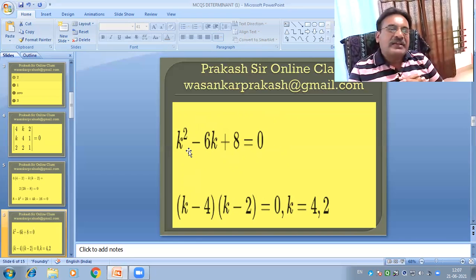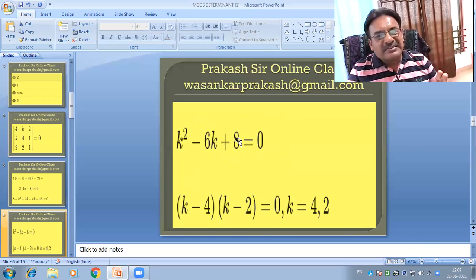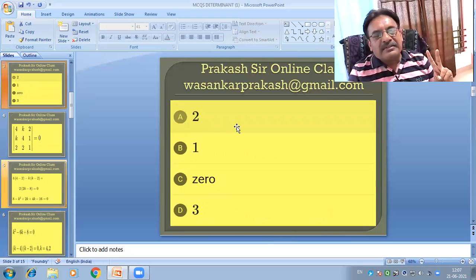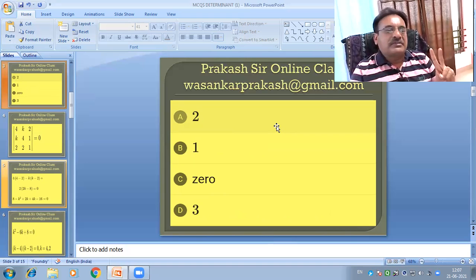It has two roots. We find the roots of the quadratic equation. The roots are minus 4 and minus 2, because minus 4 into minus 2 is plus 8, and minus 4 minus 2 is the coefficient of the middle term, that is minus 6. So in one bracket k minus 4, in another bracket k minus 2, which is equal to 0. From k minus 4 equals 0, k equals 4. K minus 2 equals 0, therefore k equals 2. So k equals 4 and k equals 2 are the two values of k. Option 2 is present, therefore A is the correct option.